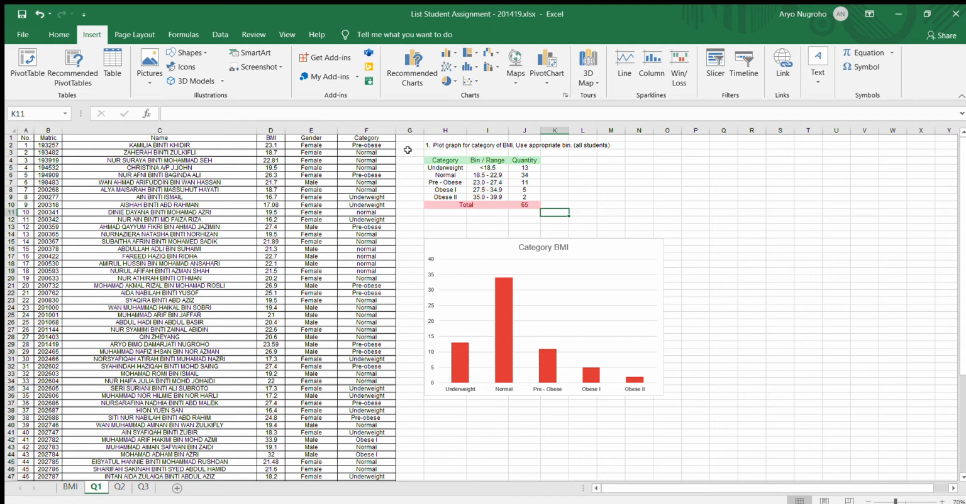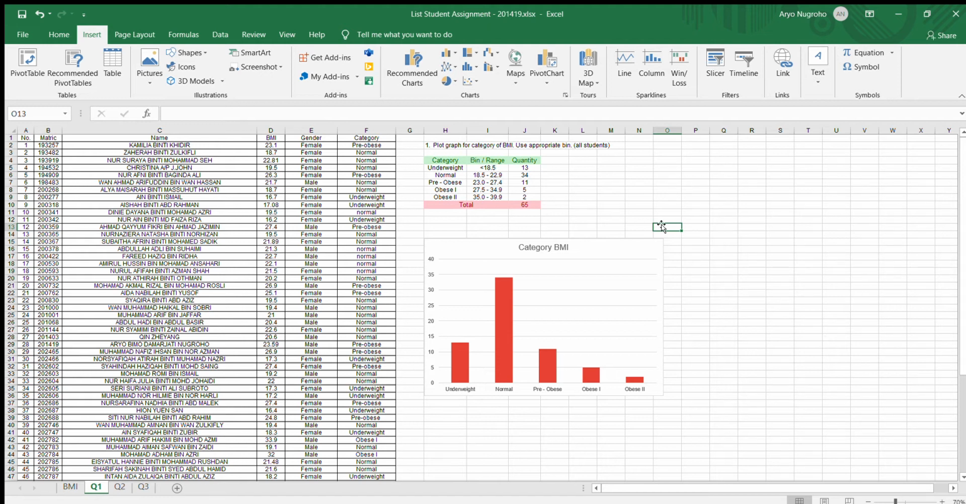As you can see, the category is divided into 6, but the last one doesn't have any value. We have underweight, with a range of 18.5 and lower, with 13 students. Then we have normal BMI, 18.5 to 22.9, which is the largest, or the mode, with 34 students in total. Then we have pre-obese, 23 until 27.4, which is 11 students. Obese 1, 27.5 to 34.9, has 5 students. Finally, obese 2, 35.0 until 39.9, has only 2 students. Actually, we have obese 3, but luckily we don't have any student in that category.